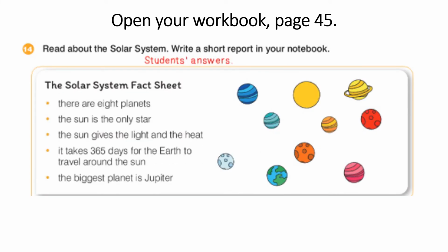Now, read about the solar system. Write a short report in your notebook. Ovo ne morate napisati kratki report o solarnom sistemu, ali možemo poslušati. There are 8 planets. Ima 8 planeta. The sun is the only star. Sunce u našem sustavu je jedina zvijezda. The sun gives the light and the heat. Daje svjetlost i vrućinu. It takes 365 days for the Earth to travel around the sun. Treba 365 dana da bi Zemlja proputovala oko Sunca, pa to zovemo godina. The biggest planet is Jupiter. Najveći planet je Jupiter.